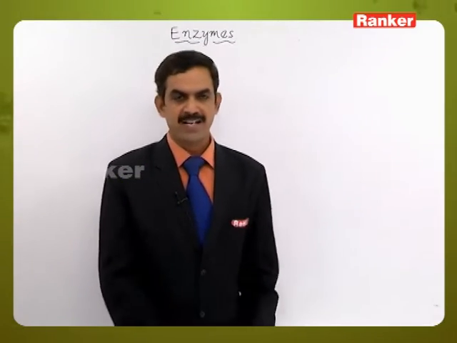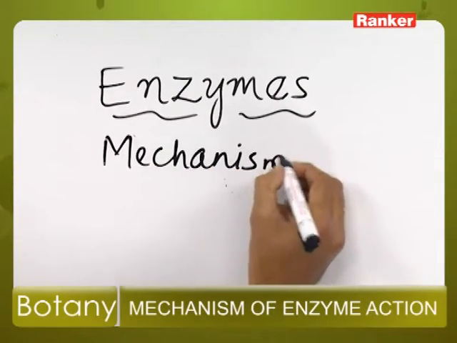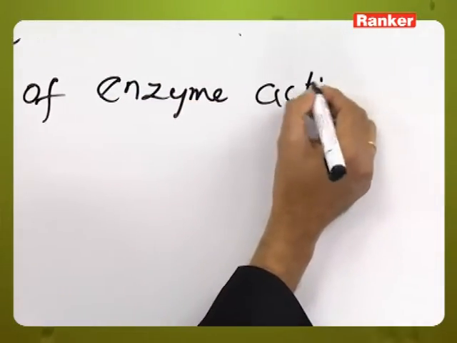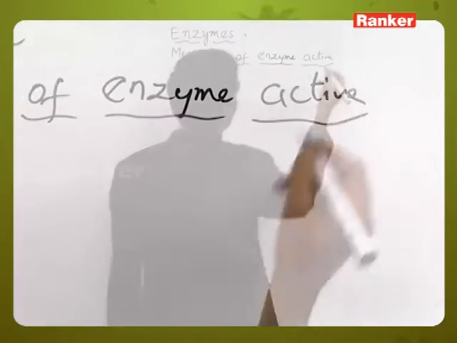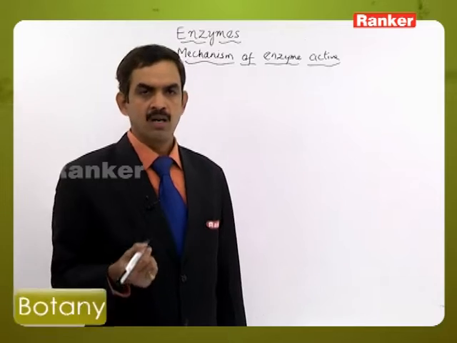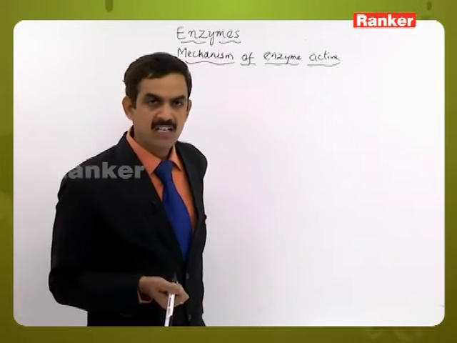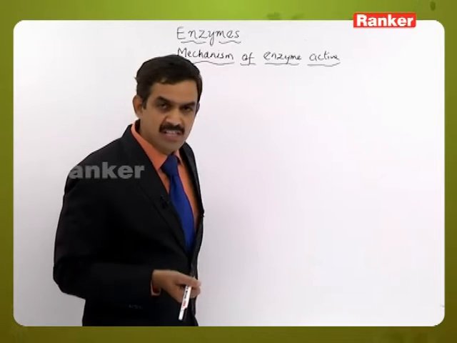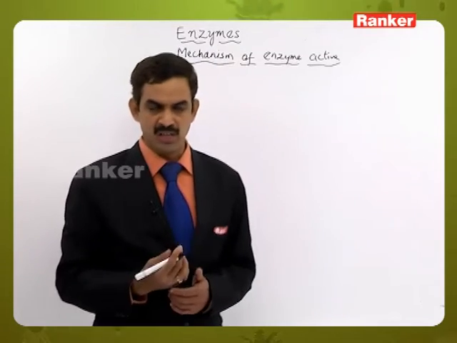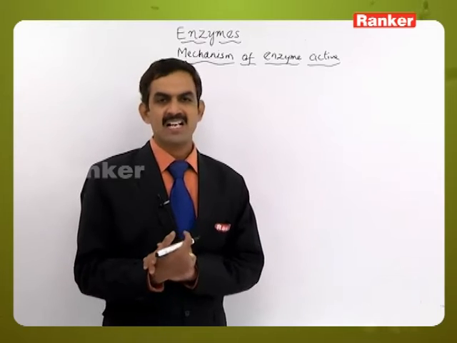Then let us come to the actual mechanism of enzyme action. As we are saying that enzymes are proteins, and we know that proteins have primary structure, secondary structure, tertiary structure and quaternary structure. Here the enzymes, which are proteinaceous in their nature, have the tertiary structure with a 3D conformation. That is very much vital in the process of catalytic ability.